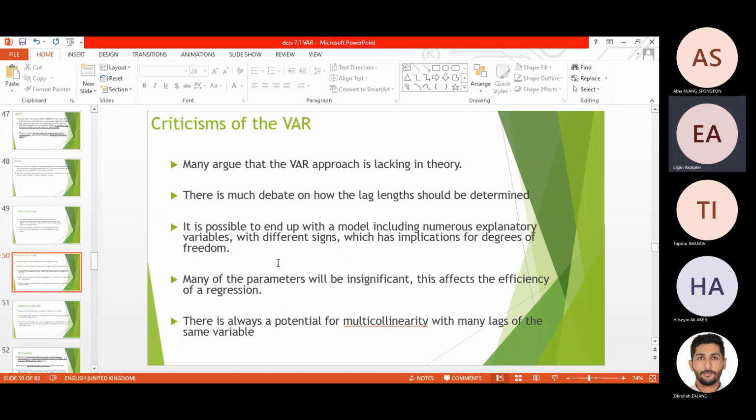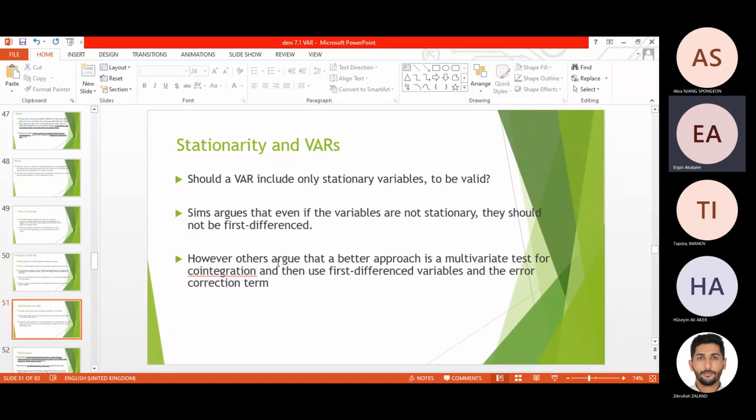Criticisms of the VAR: many argue that the VAR approach is lacking in theory. There is much debate on how the lag length should be determined. It is possible to end up with a model including numerous explanatory variables with different signs, which has implications for degrees of freedom, and many of the parameters will be insignificant. This affects the efficiency of the regression. There is always the potential for multicollinearity with many lags of the same variable.